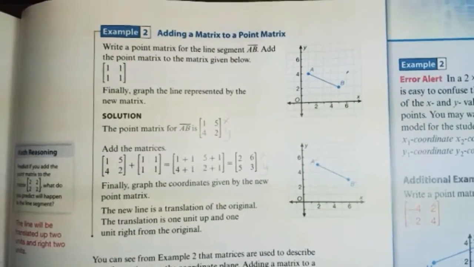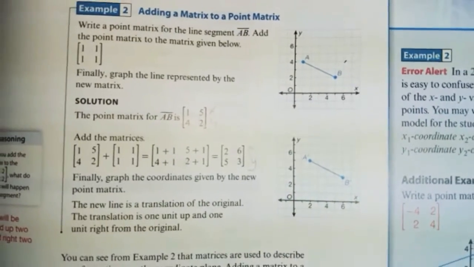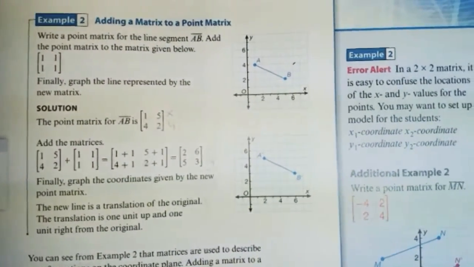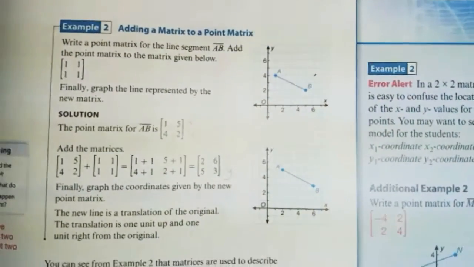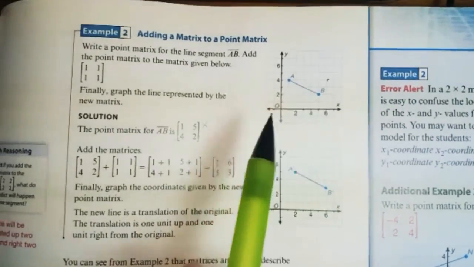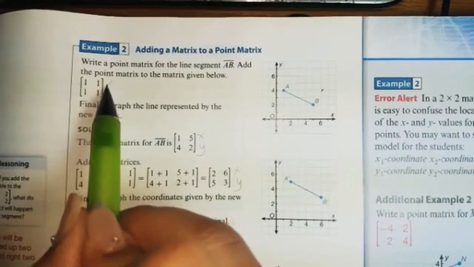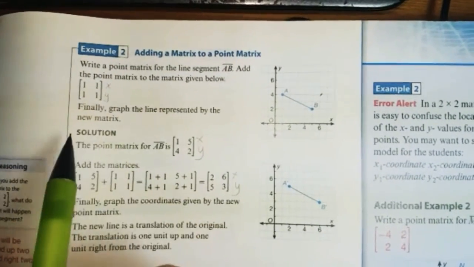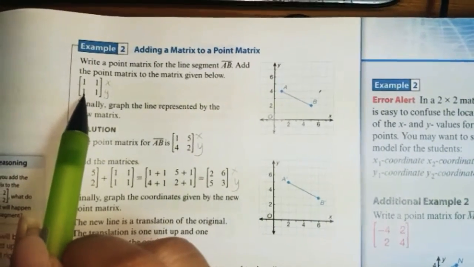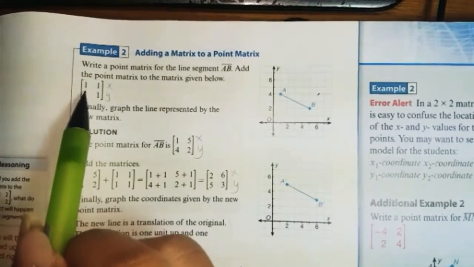Adding matrices to a point matrix. The purpose of a point matrix is to perform a transformation on a figure that is placed on the coordinate plane. For example, here we have segment AB and they're asking us to move it using the point matrix. If you notice, this is x and this is y. They're asking us to move 1 space to the right and 1 space up, since both numbers are positive.